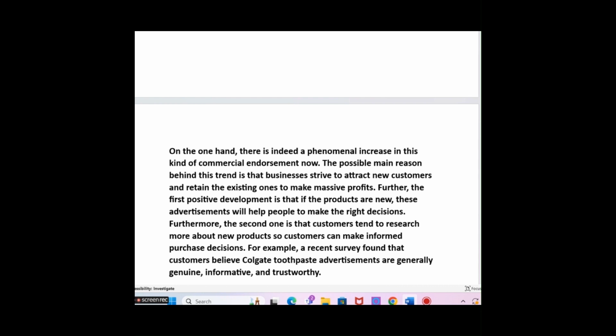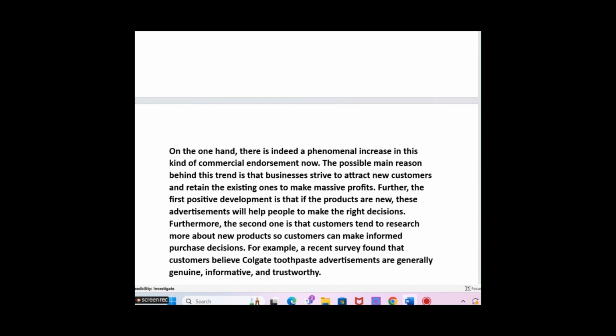On the one hand, there is indeed a phenomenal increase in this kind of commercial endorsement now. You can generate this idea, you can infer this sentence by understanding the question. Of course, whenever there is increase in something, use this fixed template, this fixed sentence. On the one hand, because our type 3 essays start with this phrase, on the one hand. There is indeed a phenomenal increase, indeed really phenomenal, huge increase in this kind of commercial business endorsement, advertisement now.